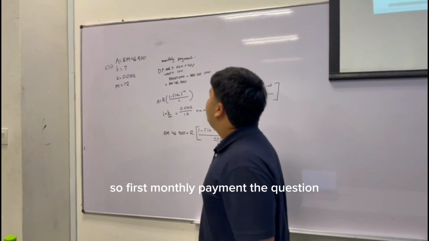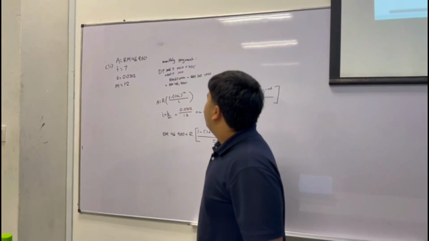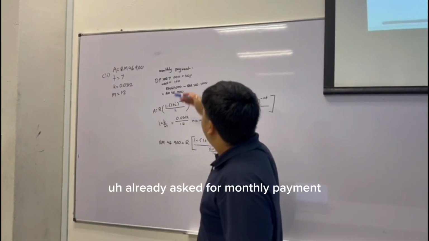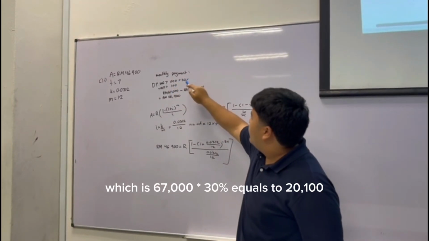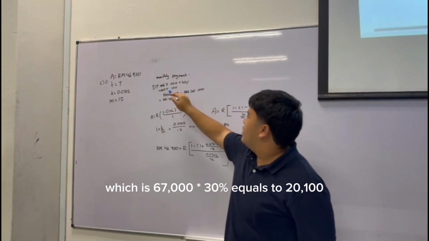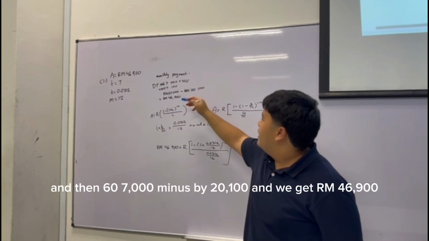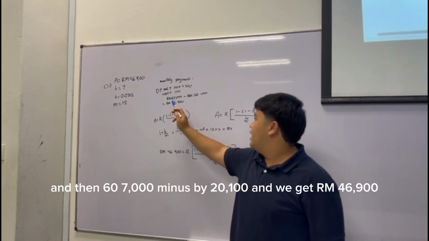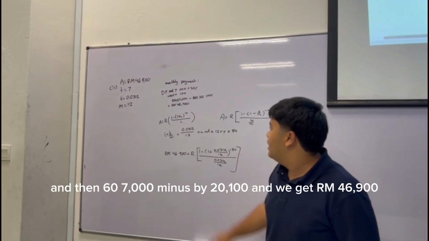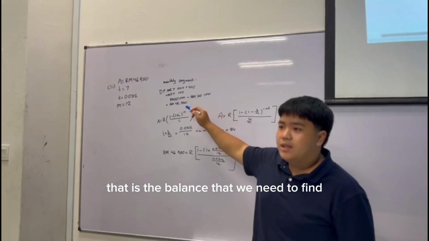So first, monthly payment. The question already asked for monthly payment, and we need to do the down payment, which is 67,000 times 30% equals 20,100, and then 67,000 minus 20,100, and we get RM 46,900. That is the balance that we need to find.